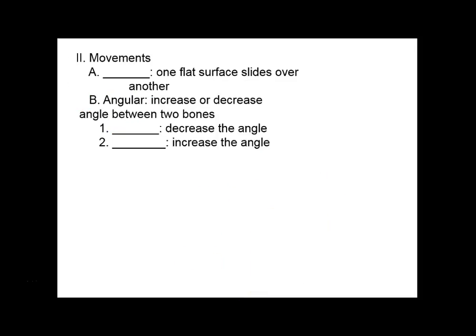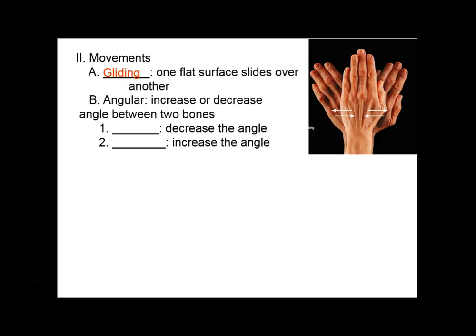So let's look at the types of movement. We said when one surface slides or glides over another, that's a gliding movement, and that would be like your wrist bones if you were waving from side to side. Angular movements are those that increase or decrease angles between two bones. If I'm standing in anatomical position, my arms are at my side and they're extended. But if I bring my lower arm up to my upper arm, I've decreased the angle between the two sets of bones, or I have flexed my arm. When I move it back down to anatomical position, I've extended my arm.